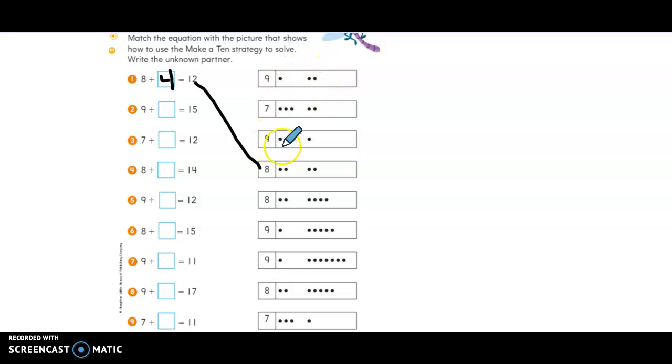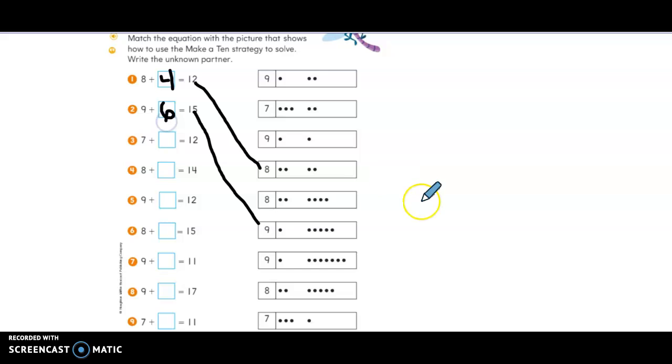9, 10, 11. Nope. 9 plus 1 is 10. So 10, 11, 12, 13, 14, 15. Hey, that looks pretty good. How many dots do we have right here? Well, we know this is a 5 group. 5, 6. So this gets connected up to here. We draw it as nice, neat, and beautiful as we can. Put our 6 in here.